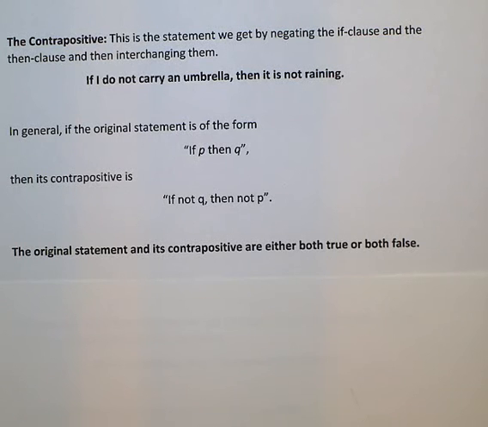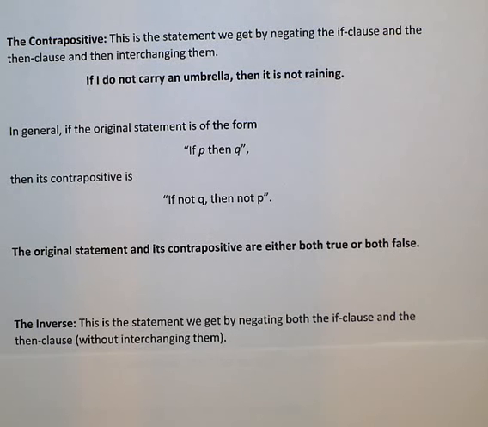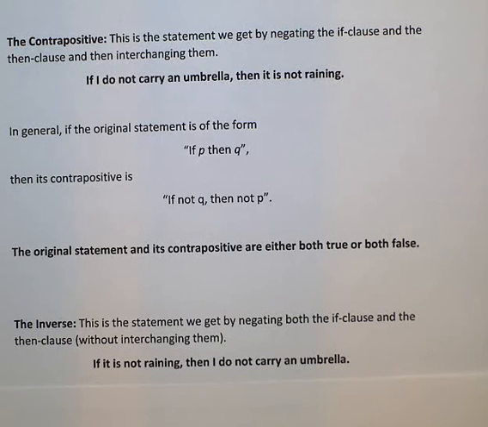One more kind of statement that we can form from our original statement is called the inverse. This is the statement we get by negating both the if clause and the then clause without interchanging them. For our original statement, the inverse says, if it is not raining, then I do not carry an umbrella. This statement is false. Sometimes I carry an umbrella even when it is not raining. Another way to look at the inverse is to note that it is the contrapositive of the converse. And since the converse of a true statement may be false, it follows that the inverse may be false as well. So in general, the inverse of an if-then statement is not true.